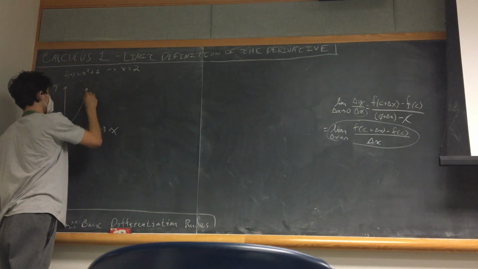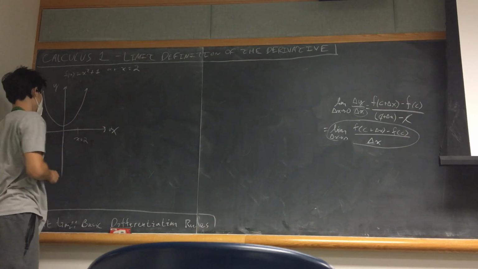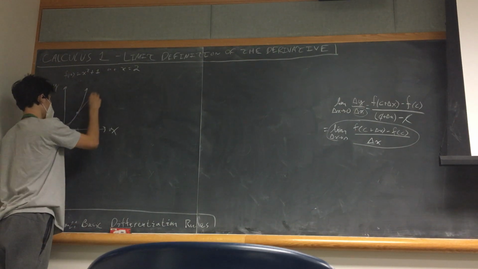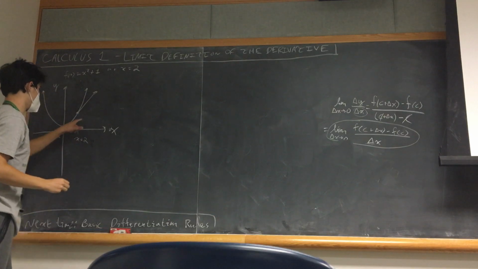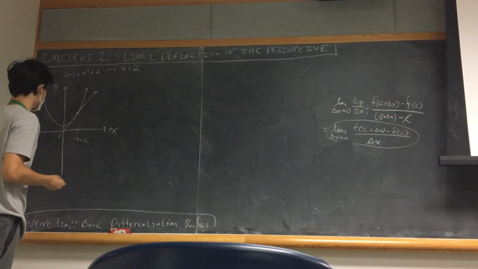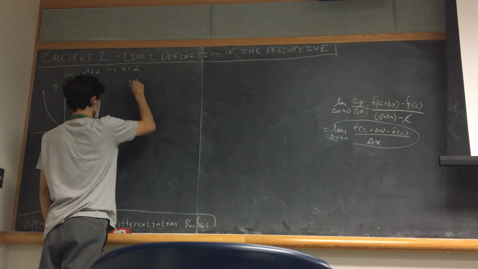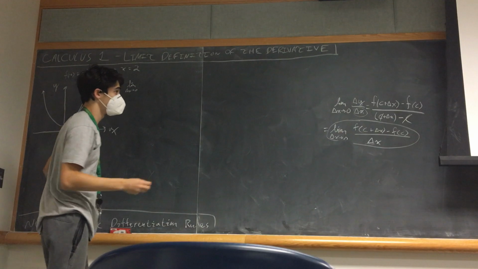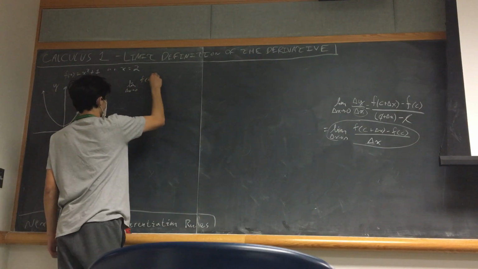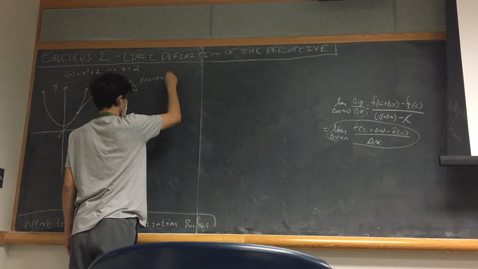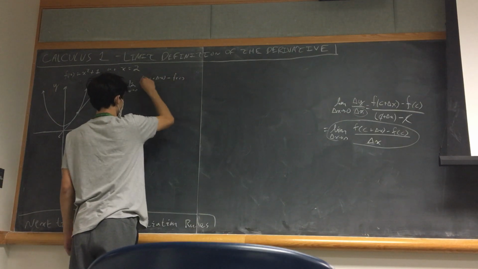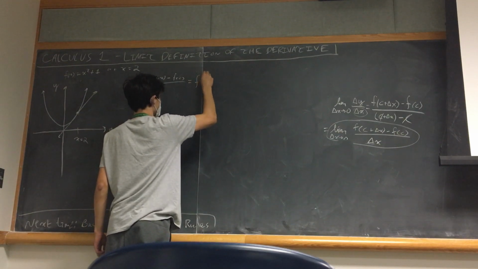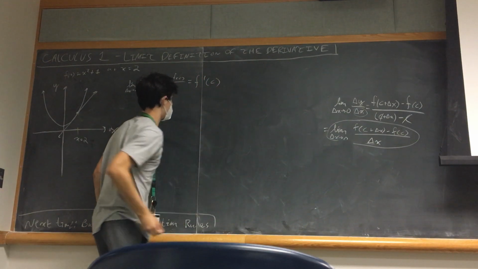So we have our function here, f of x equals x squared plus 1, and we're looking for the slope of the line tangent at x equals 2. So we're going to start with the limit definition of the derivative. The limit as delta x approaches 0 of f of c plus delta x minus f of c over delta x is equal to f prime at c.